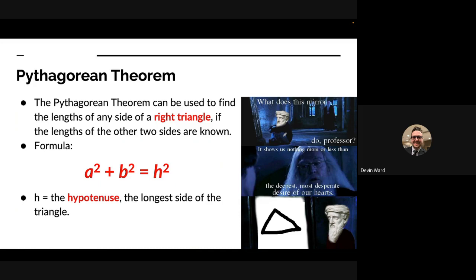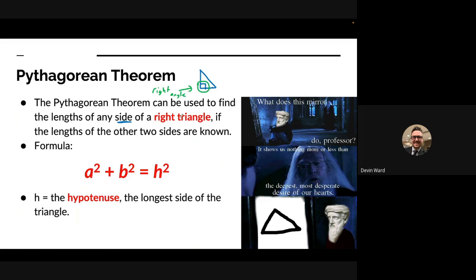So the Pythagorean theorem can be used to find the lengths of any sides. Okay, it's only going to be for side lengths in a right triangle if the lengths of the other two sides are known. Okay, so a right triangle has what we call a right angle, which is a 90-degree angle. We have another diagram below where we'll label it, but that is our right angle.